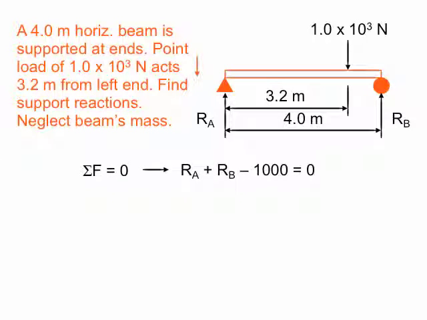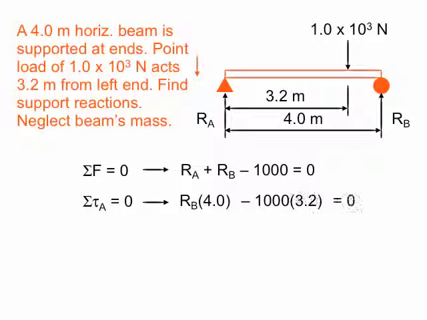So again, same situation. Sum of the forces is going to be 0. We will look at the torque on A, which is 0. That's just convention. That's how it goes. So that means that RB times 4 minus the 1,000 times 3.2 is going to be 0. Okay. Notice they're in opposite directions. Therefore, they're subtracted from each other. They still have to equal 0.